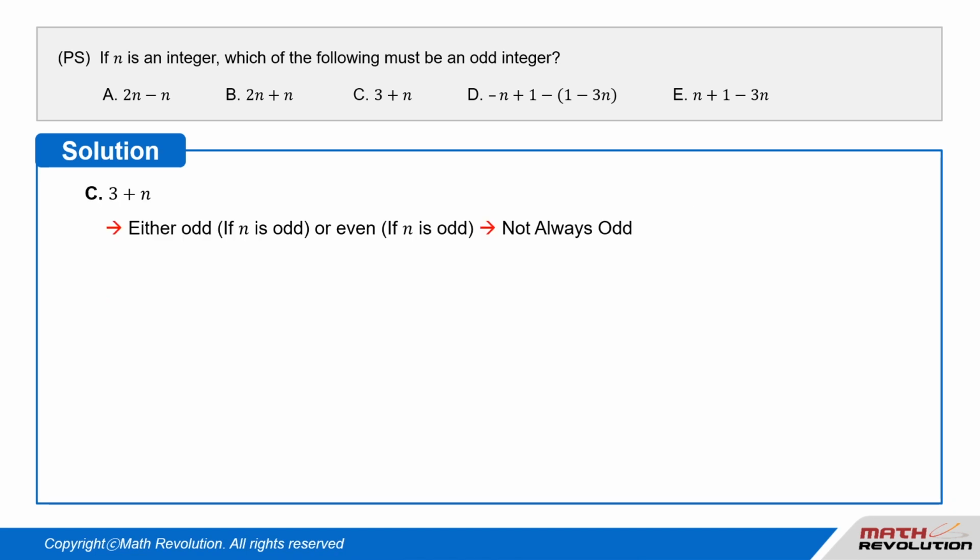C. 3 plus n. Again, 3 plus n could be odd if n is even, or it could be even if n is odd. Thus, this option is not always odd.